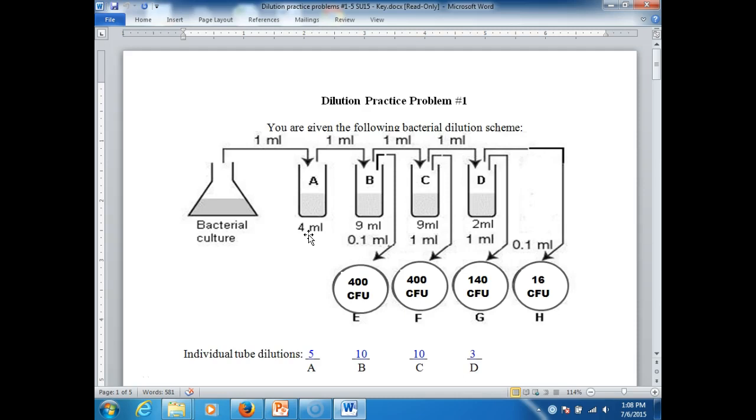So I think all these problems were where you were only transferring 1 mil, so it was pretty much just like adding. So we had 5, 10, 10, and 3. Everyone understands that part? Okay. That's our dilution factor for each individual dilution.